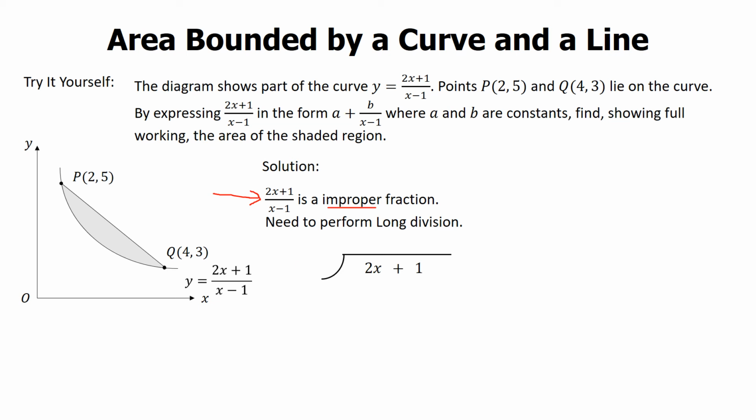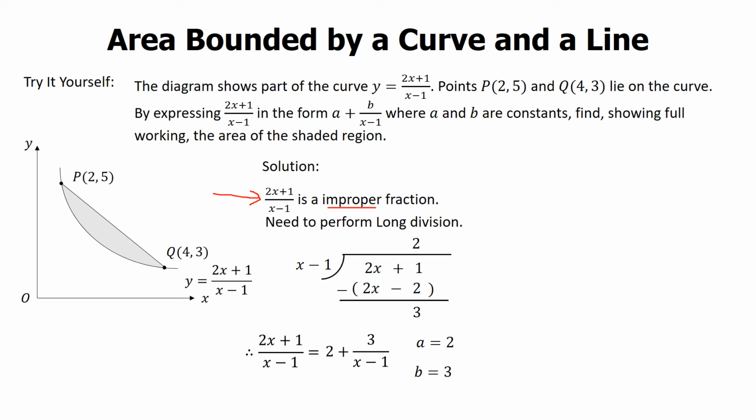So this is long division: 2x + 1 divided by x - 1. So x - 1 times 2, we get 2x - 2. So 2x + 1 minus (2x - 2), we get 3. Hence, (2x + 1)/(x - 1) can be rewritten as 2 + 3/(x - 1), where a is 2 and b is 3.